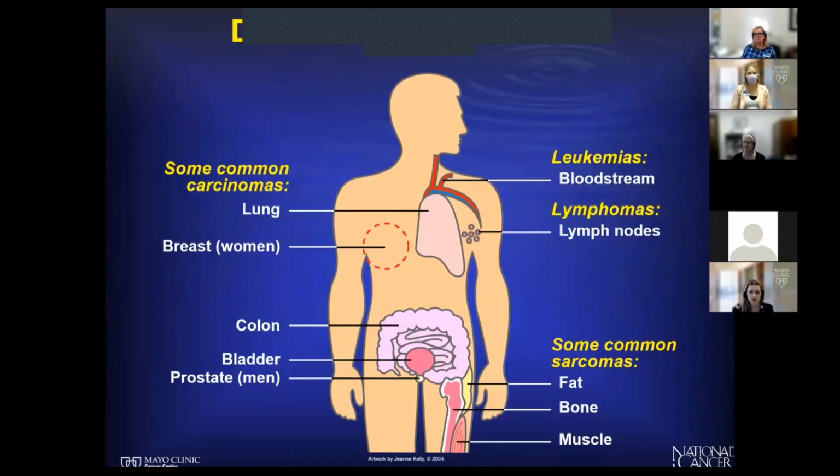Sarcomas are cancers arising from cells found in the supporting tissues of the body, such as bone, cartilage, fat, connective tissue, and muscle. Lymphomas are cancers that arise in the lymph nodes and tissues of the body's immune system. And leukemias are cancers of the immature blood cells that grow in the bone marrow and tend to accumulate in large numbers in the bloodstream.